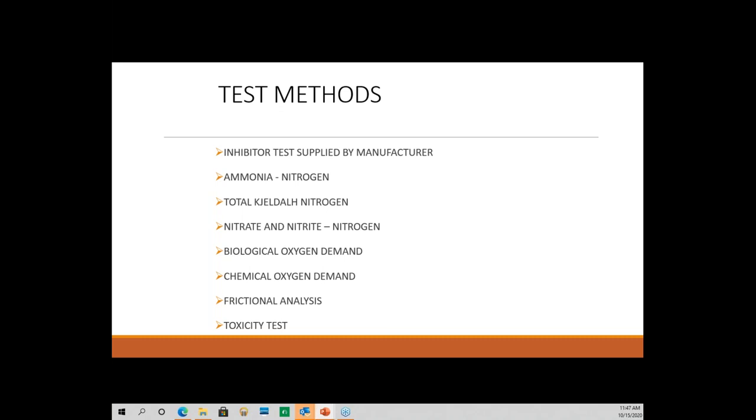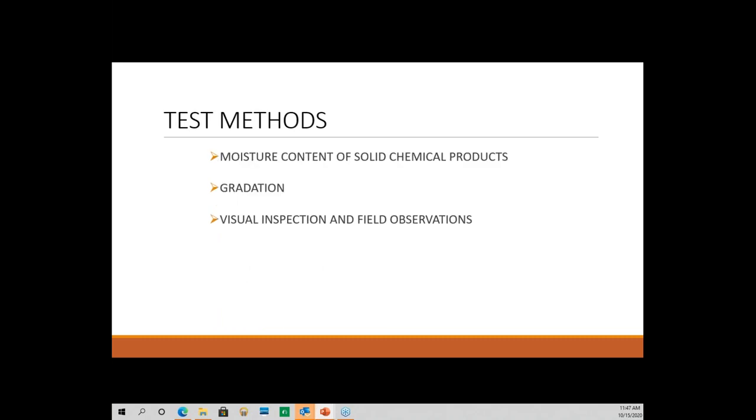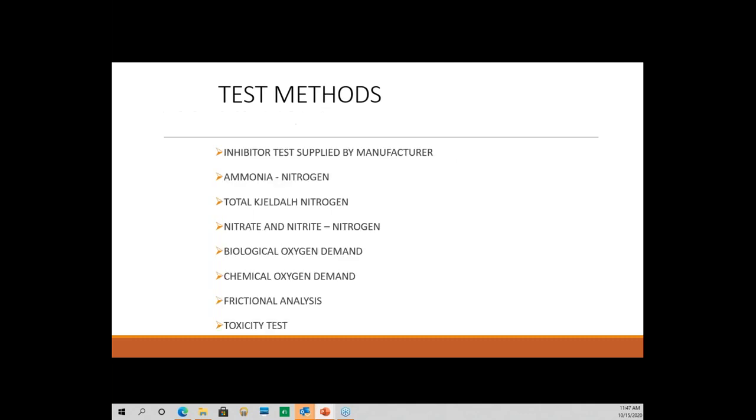You want to know the gradation, the size of that particle, if it's a solid particle. Also do a visual inspection. Do an observation when they're delivering it, making sure that it's the chemical and the product that you're asking for and it's coming in the condition that you want.